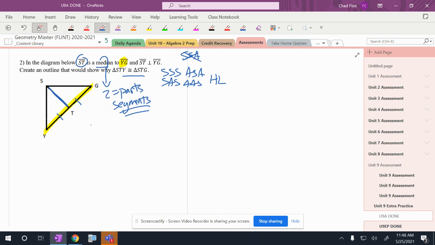And don't drive yourself crazy here. Let's write a statement for that. Let's get our first good thing written down. So let's say YT is congruent to GT because a median creates 2 equal parts.